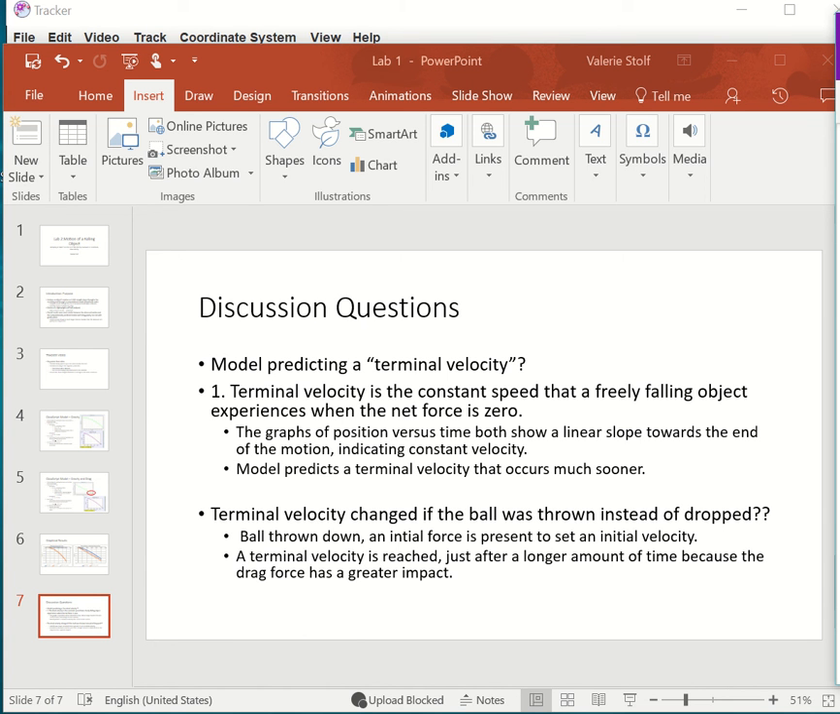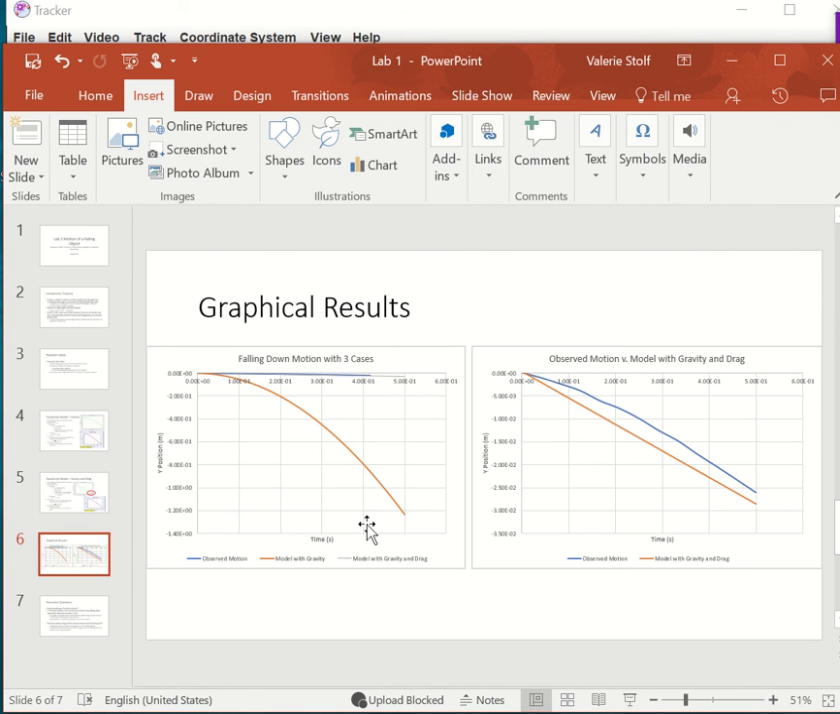To address question 1 about predicting a terminal velocity. Terminal velocity is the constant speed that a freely falling object reaches when the net force is 0. Going back to the results page to show my graphs. You can see from the position versus time graph that the slope is linear towards the end of the observed motion and is relatively linear the entire time from the model.